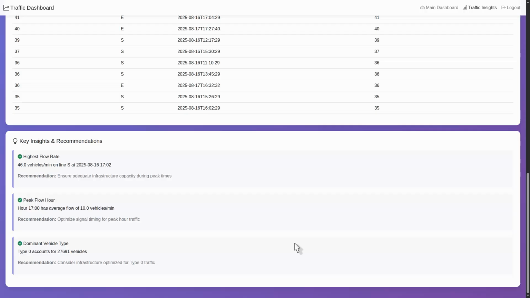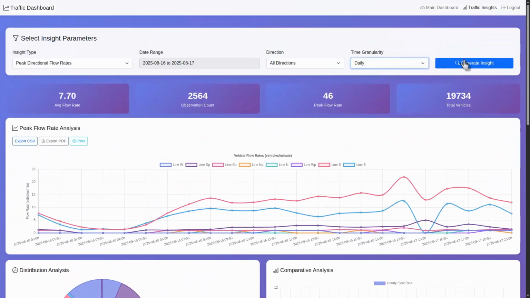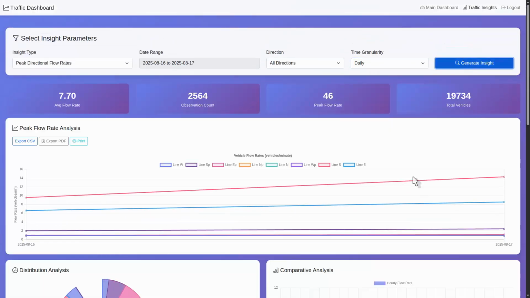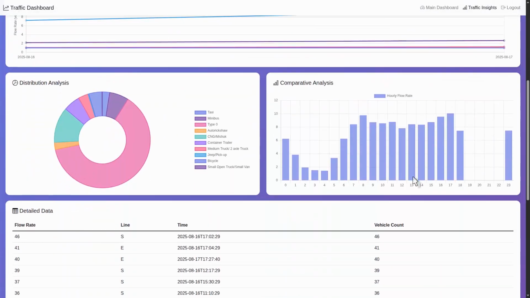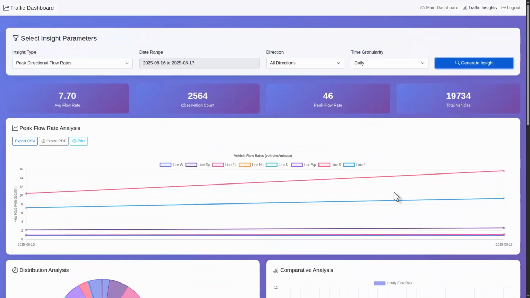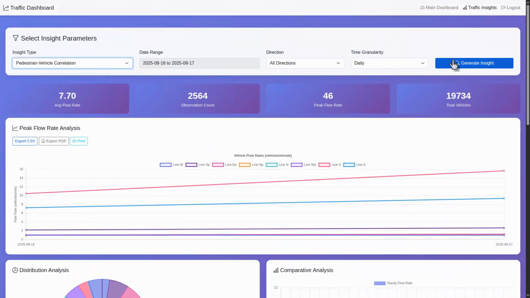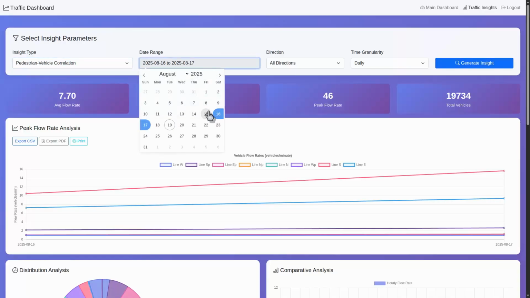The hour 17 has the average flow of 10 vehicles per minute, and type 0 accounts, which is regular vehicle types. Switching to our daily view, we see a more complete picture among the date ranges.